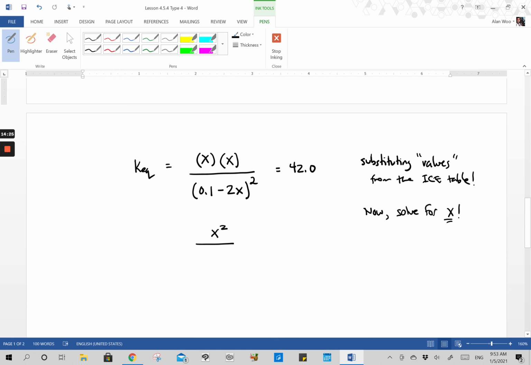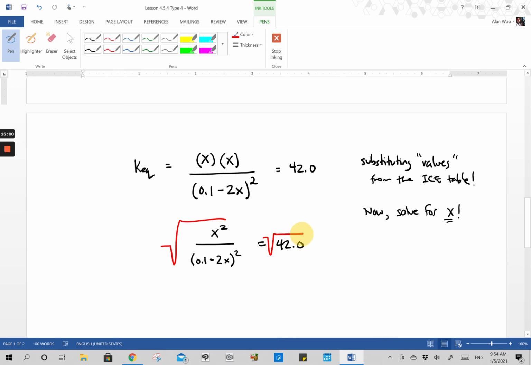But if you notice that your numerator has a square and your denominator has a square, if there's a square on the numerator and the denominator, what you could actually do is take the square root on both sides to get rid of the square. Take the square root like that.